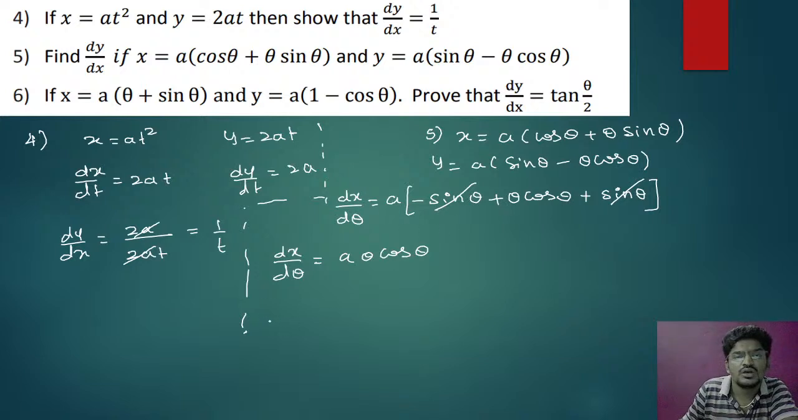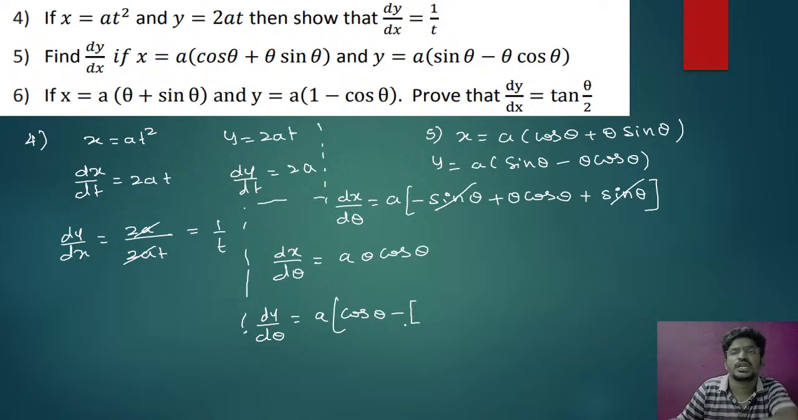So now I will solve dy by d theta. A is constant, write as it is. Here you can just see sin, differentiation of sin is cos theta, write minus sign as it is. Here there is a minus sign, so put bracket. Whenever you have minus sign, for the next term you put bracket.